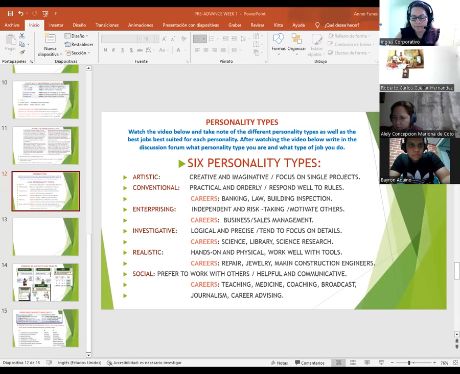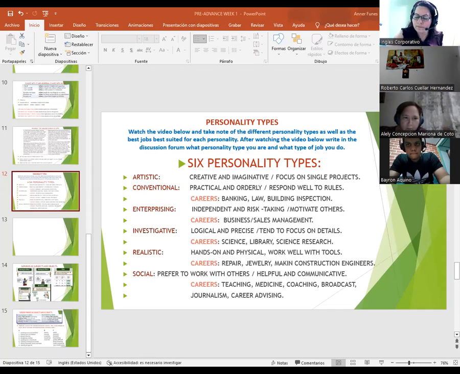The last type is social. Social types like people. Their jobs usually involve helping and communicating with others. Oh, but teaching would appeal to social types. Oh, yes. Medicine, coaching, broadcast journalism, and, of course, career advising. That's us, social types. Ms. Auden? Thank you for sharing this information with us. It was my pleasure, Jamie. Well, we hope this information has been helpful to you. If you'd like to learn more, visit the Career Services Department and tell them Jamie sent you.